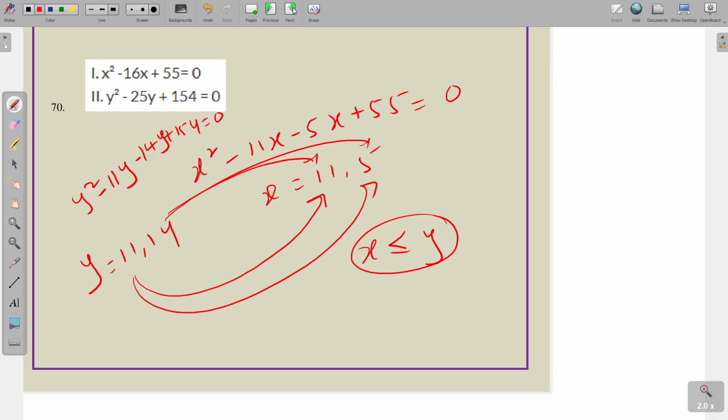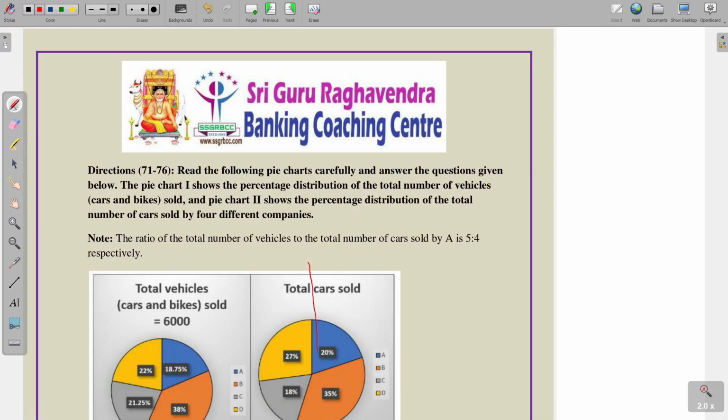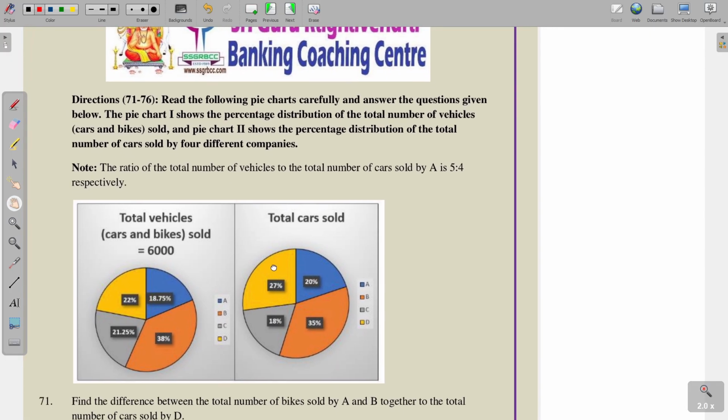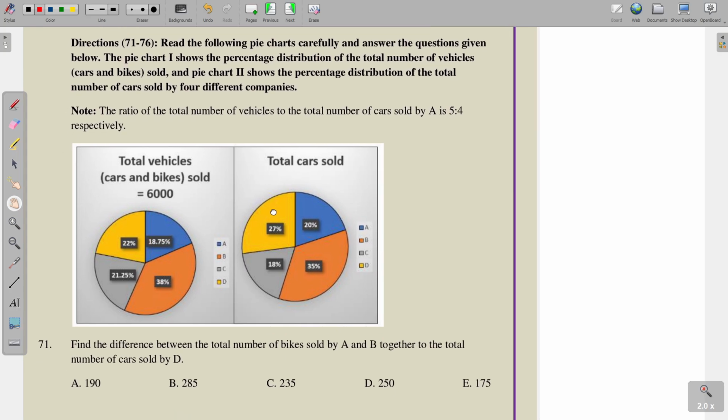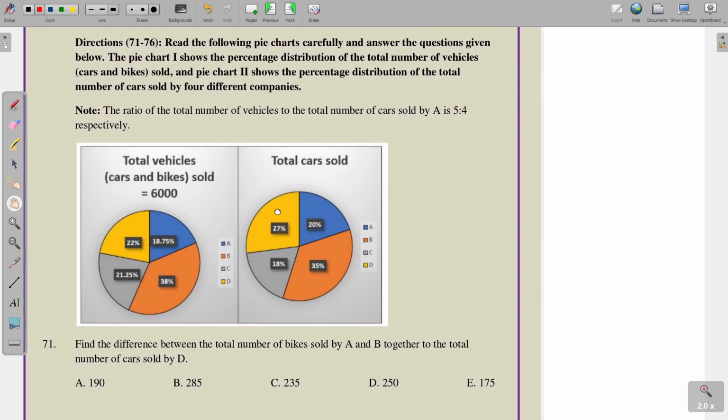Next question. Read the following pie chart carefully and answer the given questions. Pie chart 1 shows the percentage distribution of total number of vehicles, cars and bikes sold, and pie chart 2 shows the percentage distribution of total number of cars sold by 4 different companies. First, these percentages are converted into values like that.